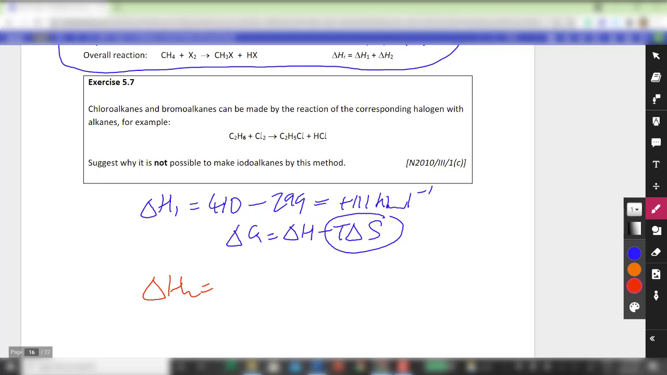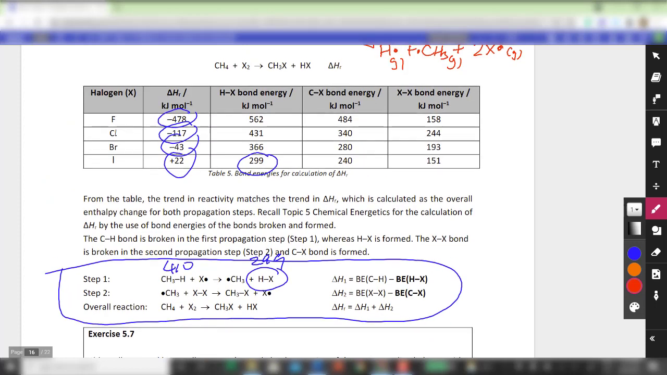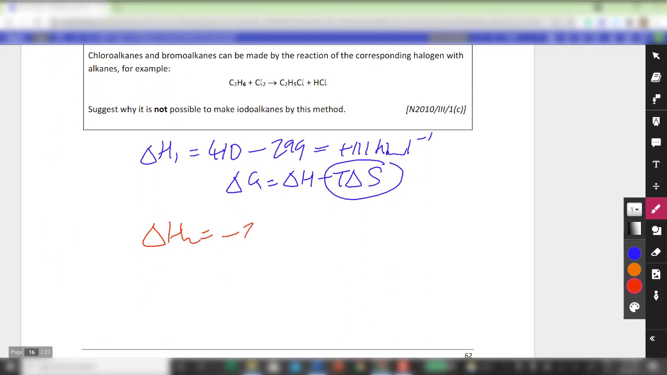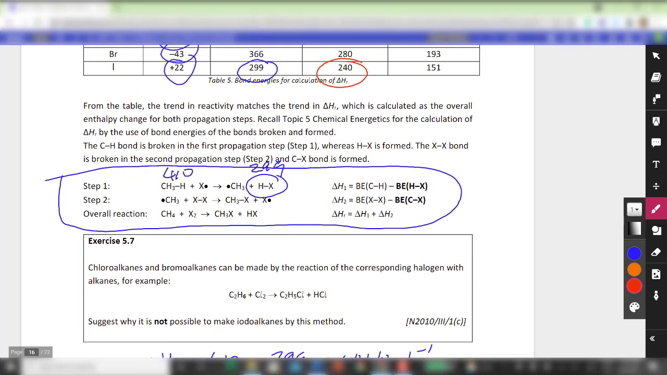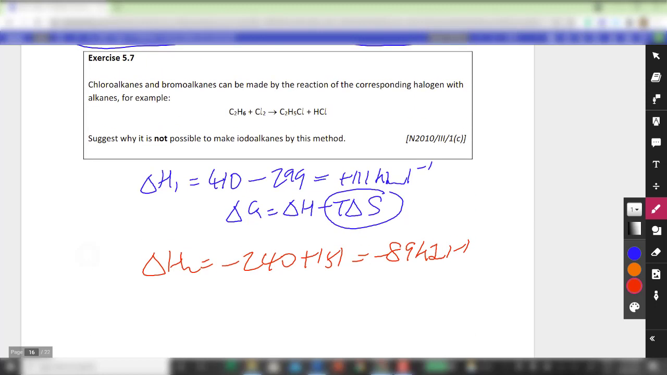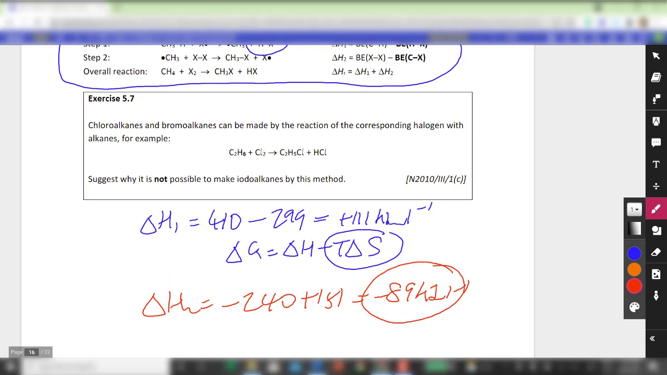So for delta H2, we are looking at the formation of a C-I bond. That essentially releases 240 kilojoules per mole of energy, and in the process we are breaking an I-I bond, which is 151, so plus 151. Then we are looking at minus 89 kilojoules per mole. For those of you who are wondering, will 89 kilojoules per mole be sufficient energy to actually drive the reaction? Actually, the answer is no.